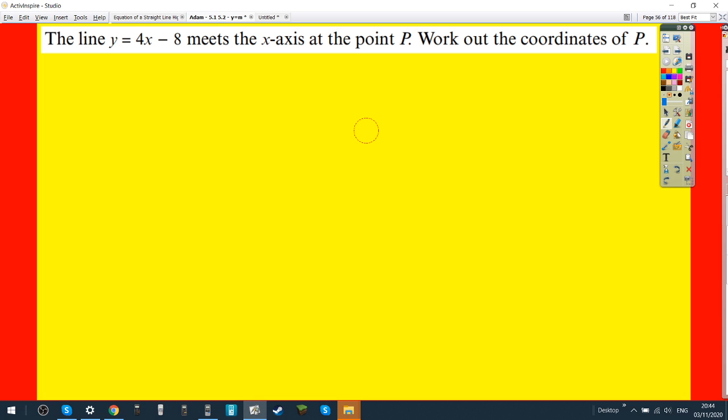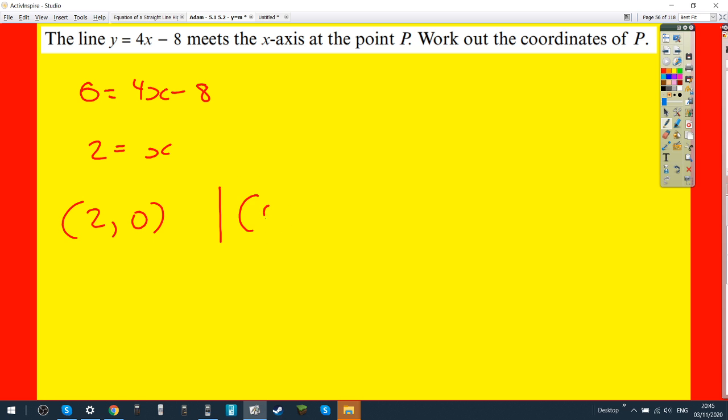Where it intersects. So do we plus 8 on both sides? Big picture: what do you know about a point on the x-axis? That the y will be 0. Yep. So it'd be written out as 0 equals 4x minus 8. And so x is 2, and that would be 2, 0. So the other one is when x is 0, y equals minus 8, and this one is when y is 0, x is 2. That's just the big picture there.